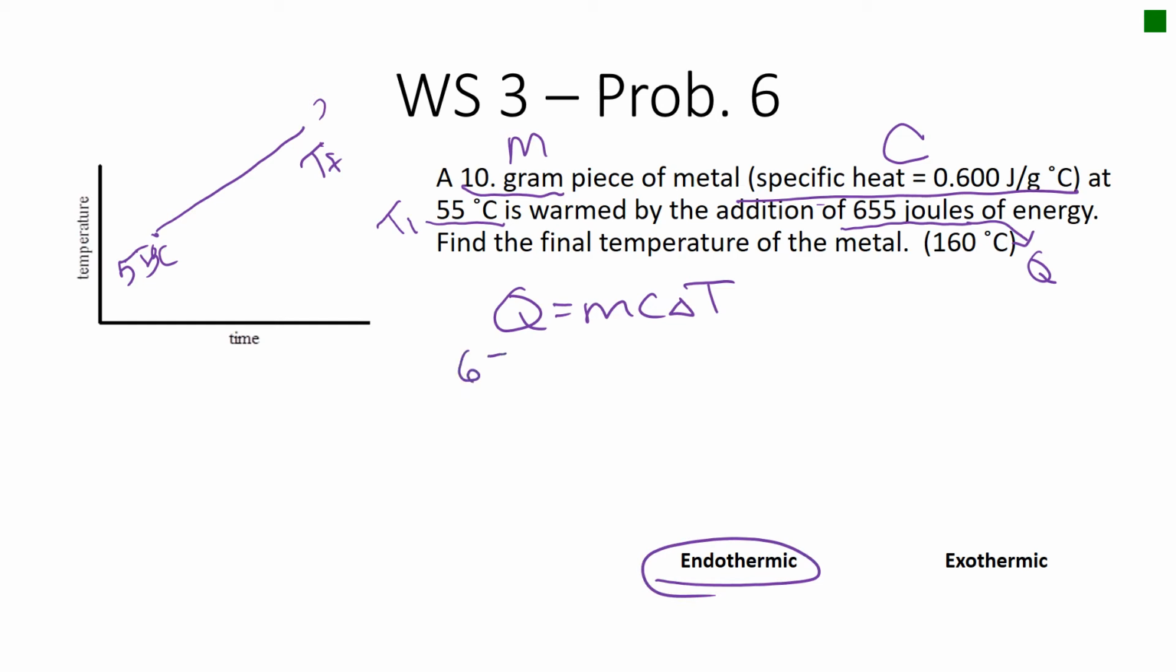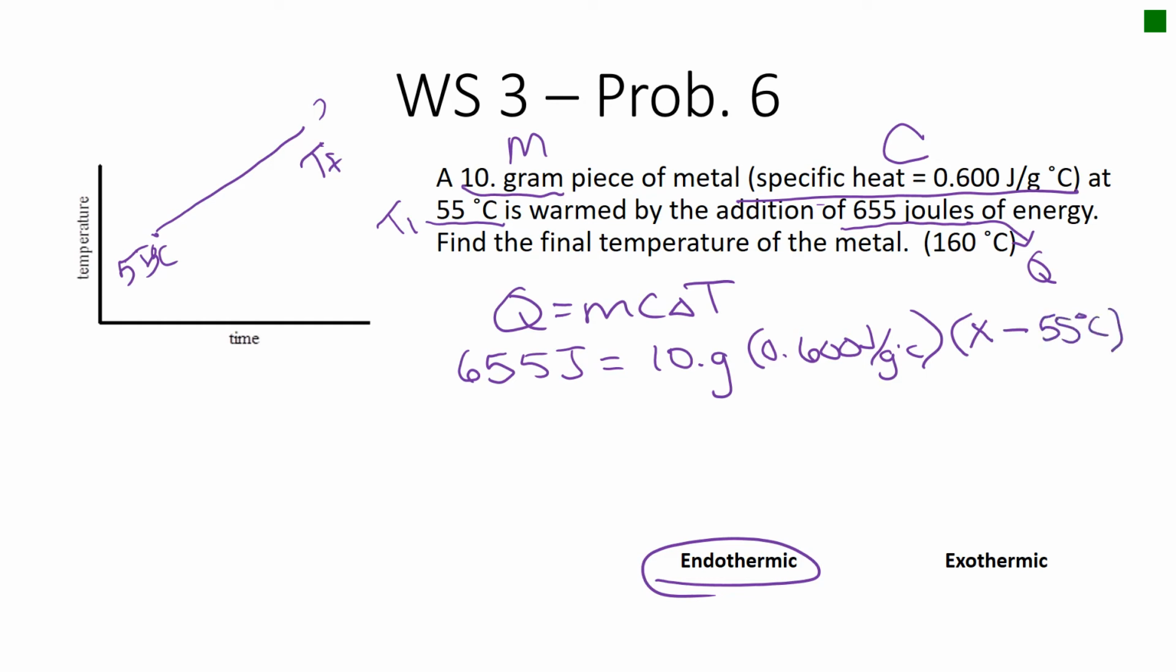So my Q in this case is 655 joules. My M is 10 grams. My C is 0.600 joules per gram degree Celsius. And my delta T is final, which I don't know, minus my initial, which is 55 degrees Celsius. With this one, it's really important that you start consolidating all your stuff because otherwise it's going to be very, very confusing. So we get 655, and I'm going to do 10 times 0.6, get rid of my units. So it's going to be 6. 10 times 0.6 is 6, and then that is times x minus 55.